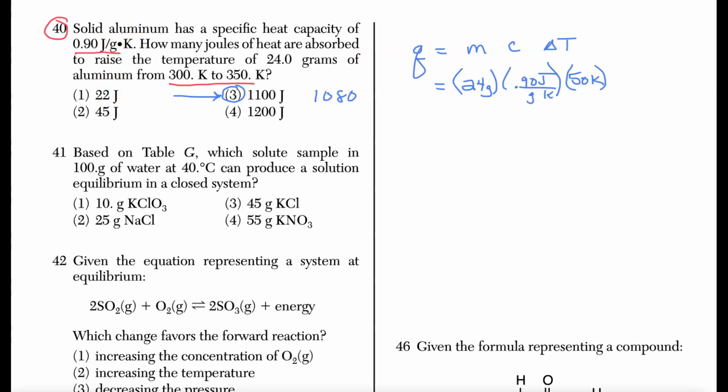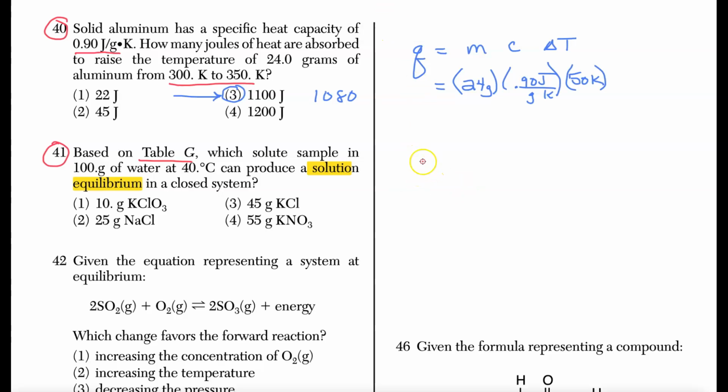On to 41. Number 41, okay? Based on Table G, so we're going to have to go there. Which solid sample at 100 can produce a solution equilibrium? Solution equilibrium, my friend, is something special. Let's talk about that because people forget what that is. If you've got equilibrium, the rate of the forward equals the rate of the reverse.